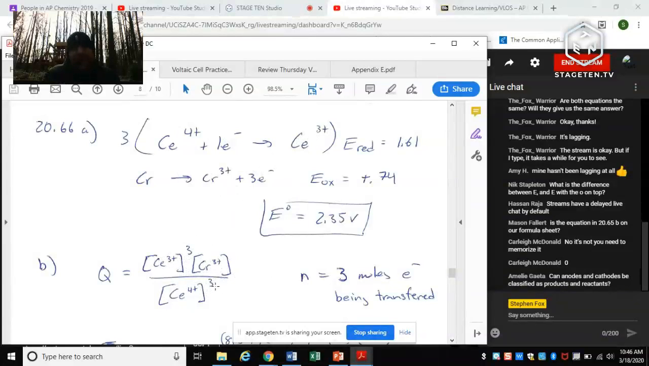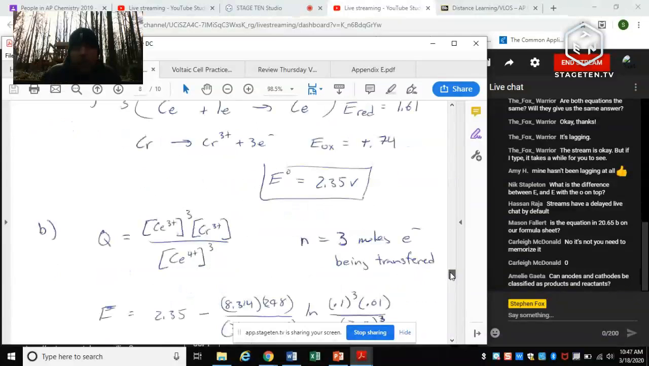So it's not always just going to be this ion over that ion. It could be this ion squared over that ion. It really just depends on the full balanced equation. I didn't write it out here. I probably should have in hindsight, but it's always good to have your full balanced equation so you know what Q is. But notice chromium's a solid, so that's not part of the equilibrium expression, right? Okay.